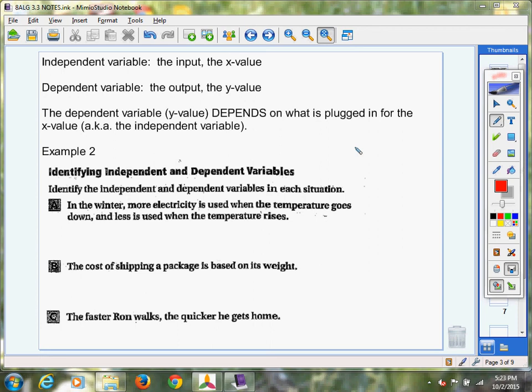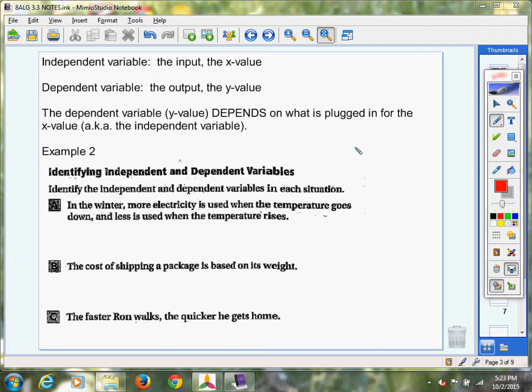Algebra students? We're still in 3-3. We're doing example 2, and I have to just be very honest with you. This example is by far the hardest one for me to teach. Of everything we've done, and we've done some pretty hard things so far in chapter 3, teaching you how to identify an independent and dependent variable is by far the most difficult.